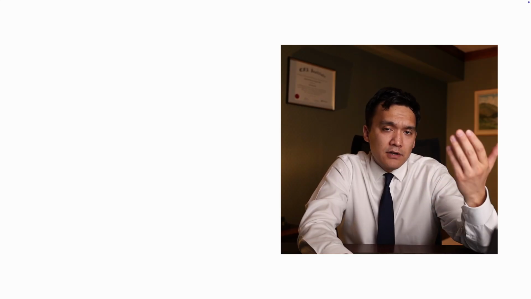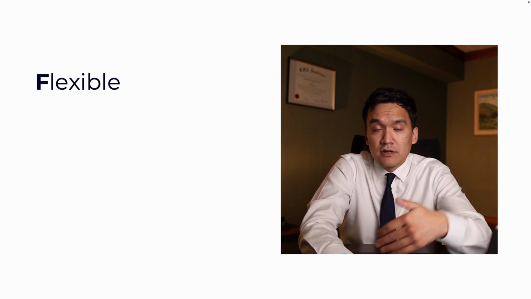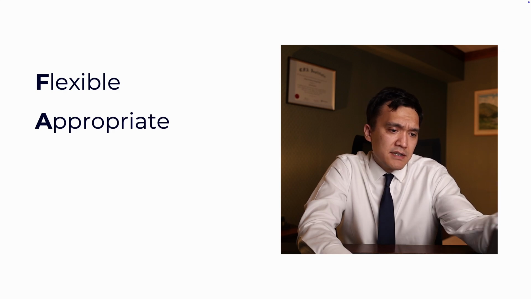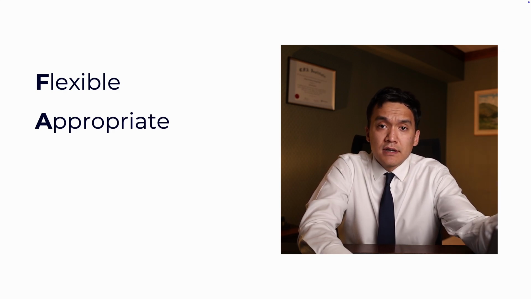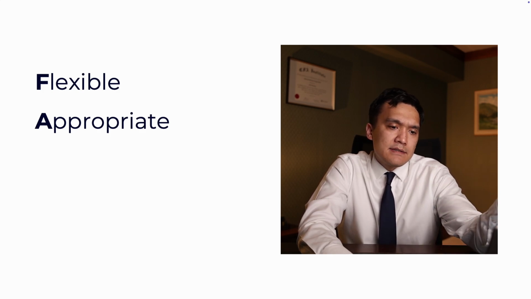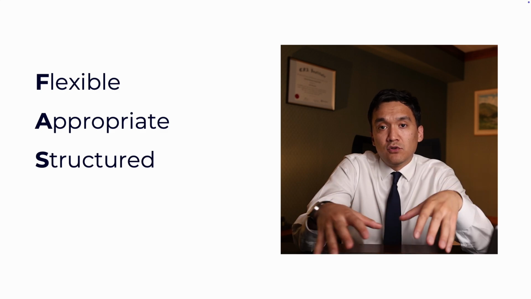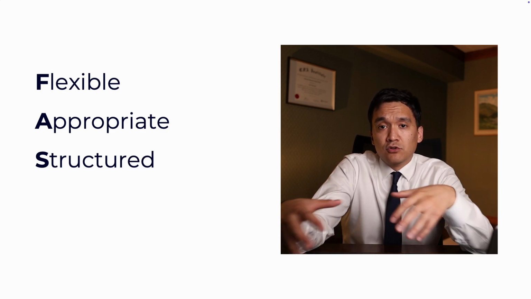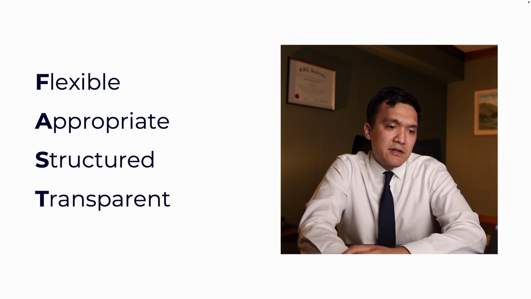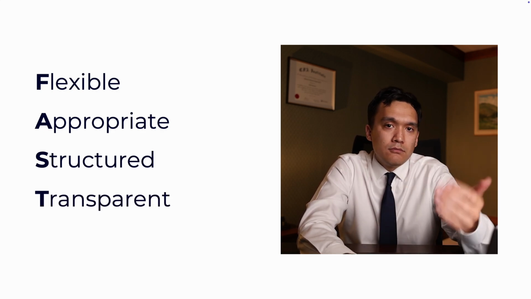FAST stands for F, flexible, and that means our model can test different scenarios. A stands for appropriate, and that means that the model reflects key business assumptions. We don't have any unnecessary data. And S stands for structured. We have a consistent layout and organization of the model, and different users and model builders can quickly navigate inside your model. And T stands for transparent. That means our model is clear and easy to understand for most people.